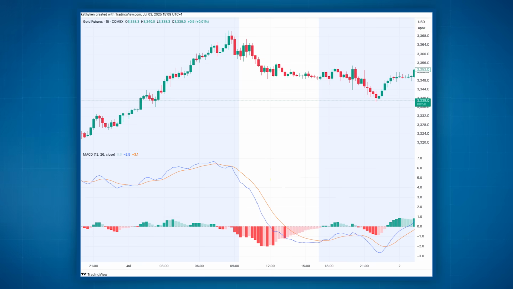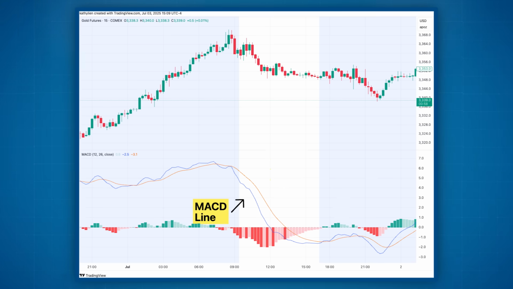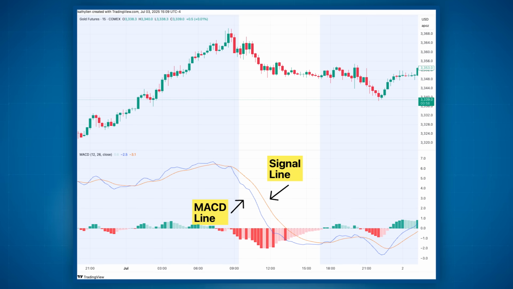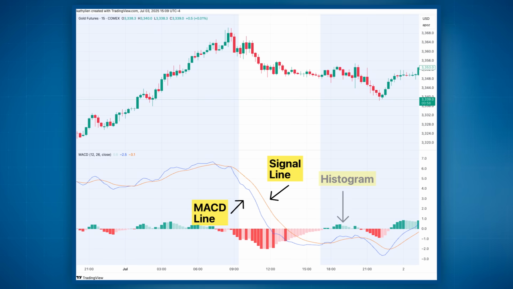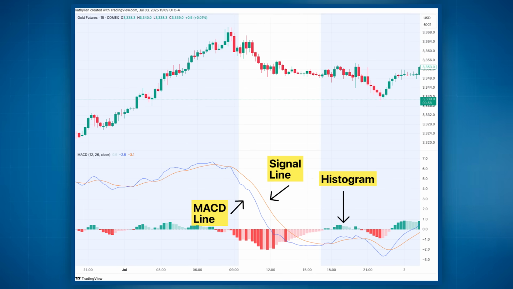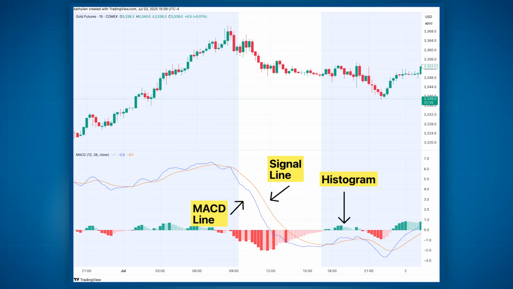MACD consists of three components: the MACD line, which is the difference between a faster momentum average and a slower trend average. Think of that like a speedometer, showing how quickly momentum is changing. Then there's the signal line, which is a smooth version of the MACD line. That's your trigger line that tells you when momentum shifts are meaningful. And we have the histogram, bars that represent the gap between those lines. Taller bars mean that momentum is building. Shrinking bars hint at a weakening push.